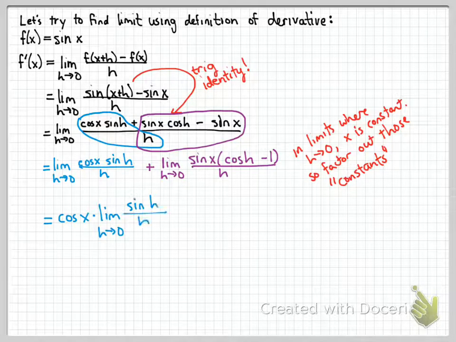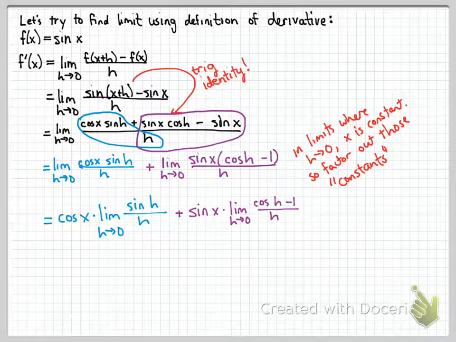So it looks like this. Cosine x times this limit involving h plus sine x times this other limit involving h. Now, ideally we would know what those limits are. We'd be able to compute them.